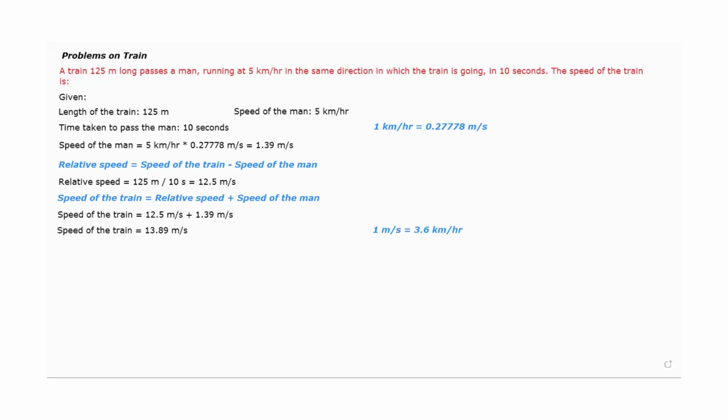Finally, to convert the speed of the train from meters per second to kilometers per hour, we can use the conversion factor 1 meter per second equals 3.6 kilometers per hour. Speed of the train equals 13.89 meters per second times 3.6 kilometers per hour. Calculating the above expression, we find, speed of the train equals 50 kilometers per hour. Therefore, the speed of the train is 50 kilometers per hour.